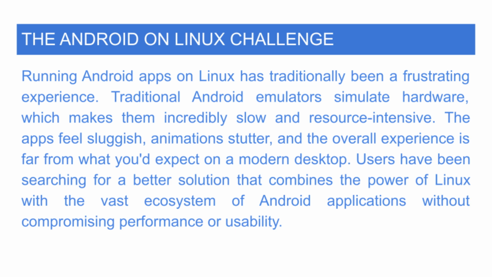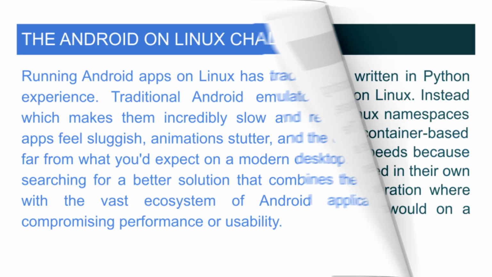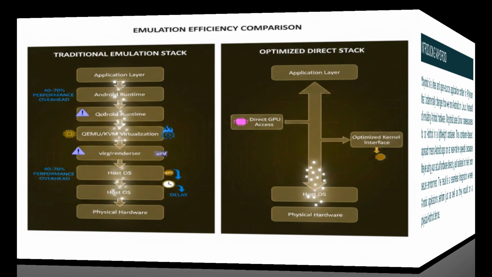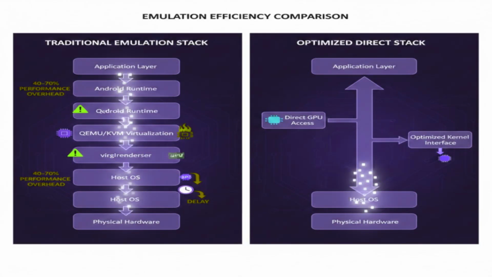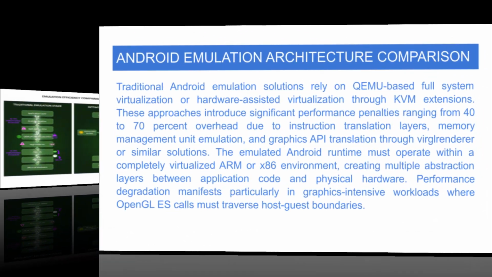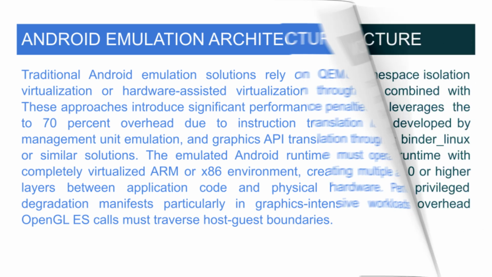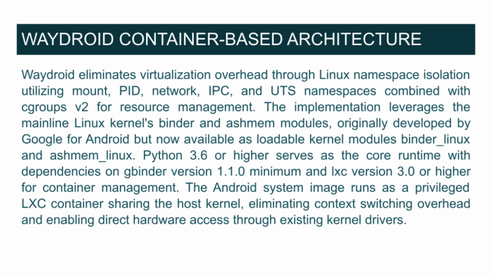Before we get into what's new, let me quickly explain what Waydroid actually is for those who might be hearing about it for the first time. Waydroid is a free and open source application written in Python that lets you run a complete Android system on your regular Linux desktop. Now, here's the clever part. Unlike traditional Android emulators that simulate Android hardware and run painfully slow, Waydroid uses something called Linux namespaces. Think of it as running Android in a lightweight container that shares your Linux kernel. This means Android apps run at near native speeds because they're not being emulated at all. They're running directly on your hardware, just isolated in their own little environment.